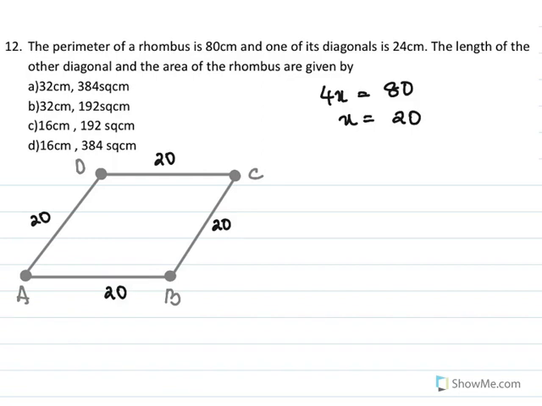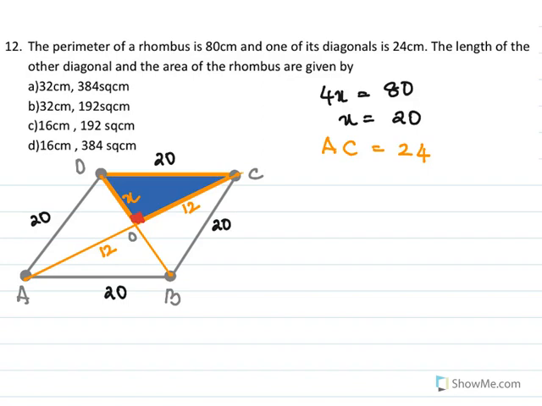Next, one of its diagonals is 24. So we'll just draw this diagonal AC, and it is 24. So AC equals 24. And here we have the other diagonal, that is BD, and we do not know BD. Now if AC is 24, we have here 12, and this will be 12. We'll put this as x. We do not know it, and this is O. Now we'll use the Pythagoras theorem in the triangle DOC. This is 90 degrees, so we can use Pythagoras theorem. So in triangle DOC we use Pythagoras.